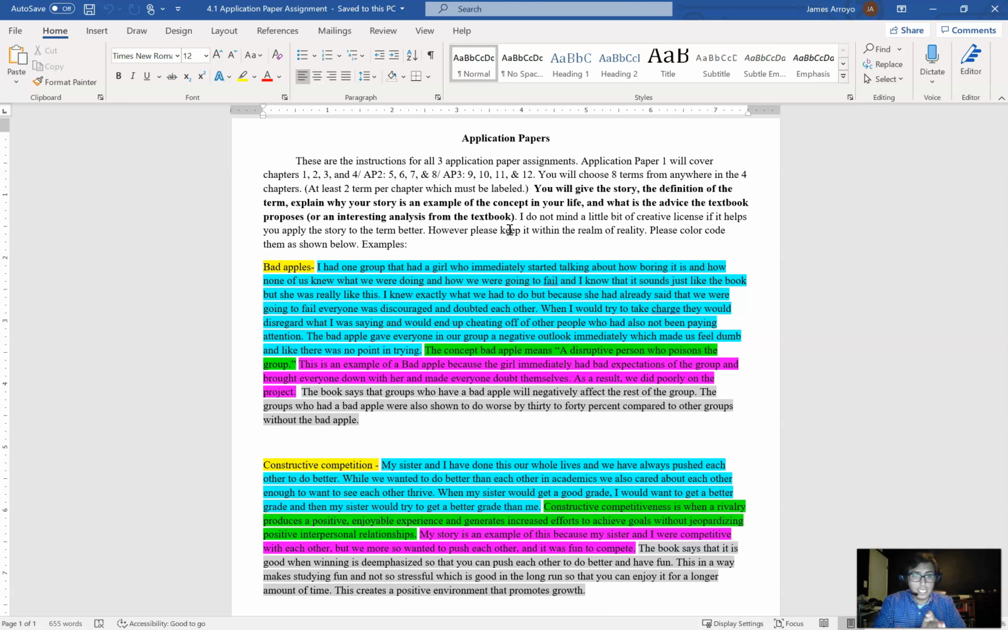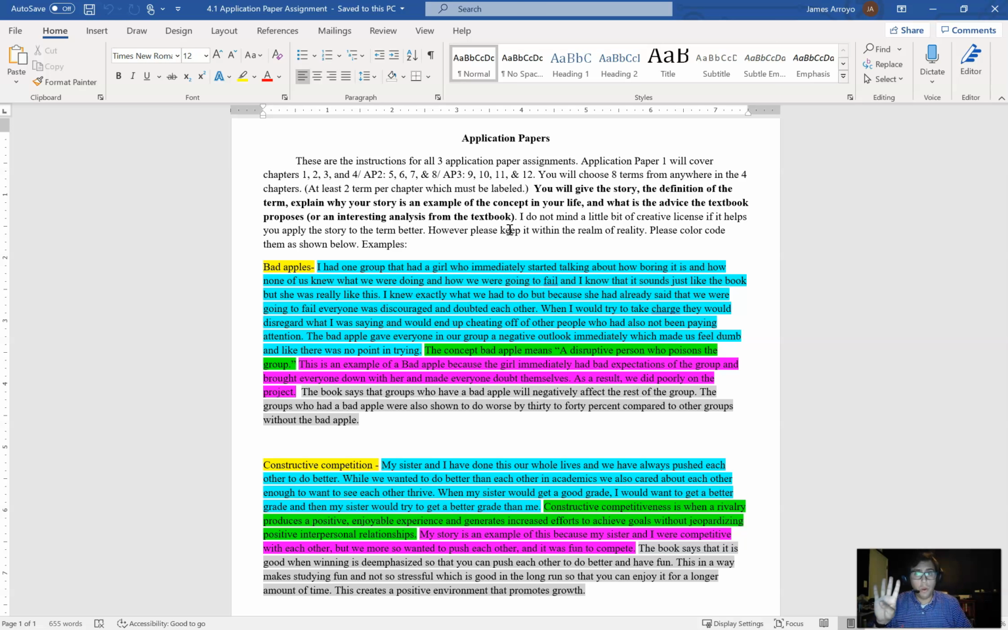So in each application, each of these 8 applications, you are going to have 4 components. The first component is a story from your life. The second is going to be the definition of the concept that you are using. Then, the third is going to explain how that story connects to that definition. So, in other words, analyzing how your story is an example of this concept.